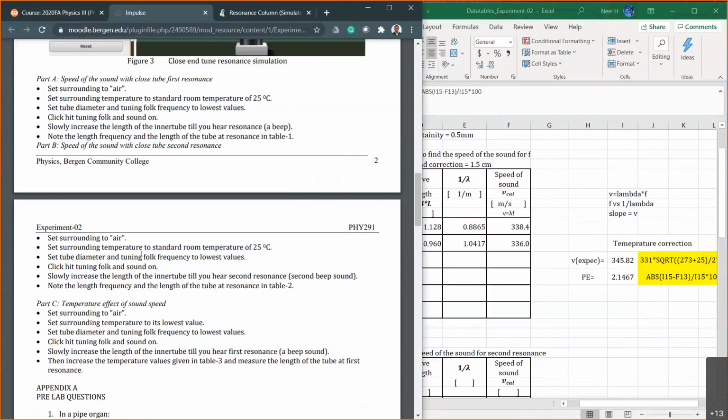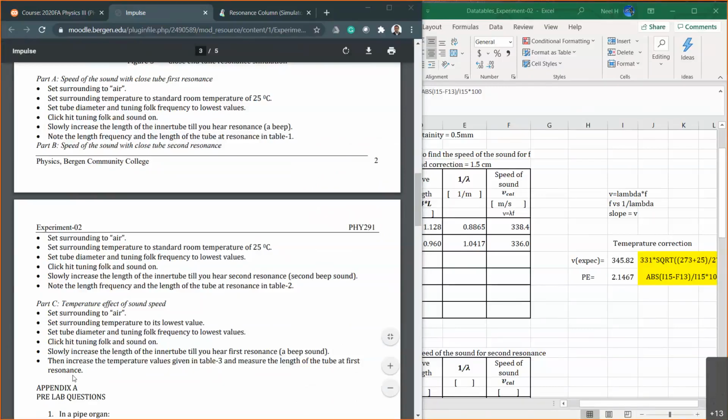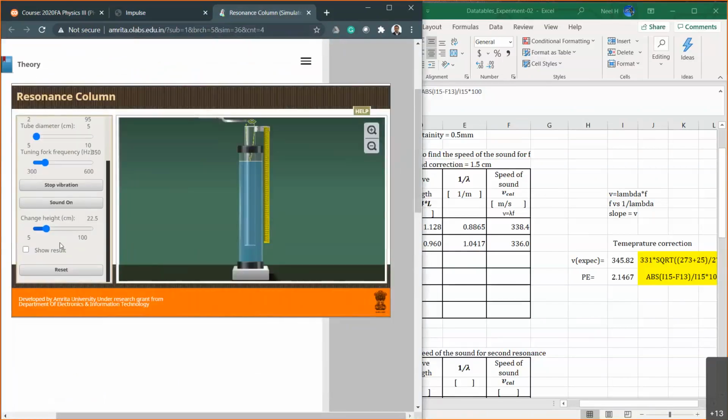Okay, question. Isn't the end correction in millimeters? Say it again. End correction, isn't it in millimeters? Oh, never mind. No, it's in centimeters. All right, thank you. It's 1.5 centimeters.